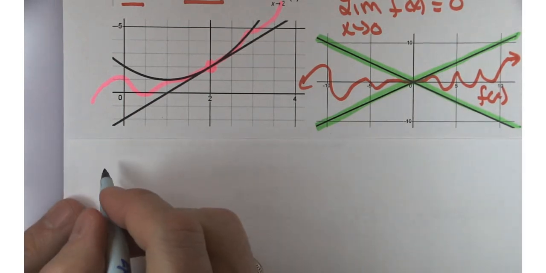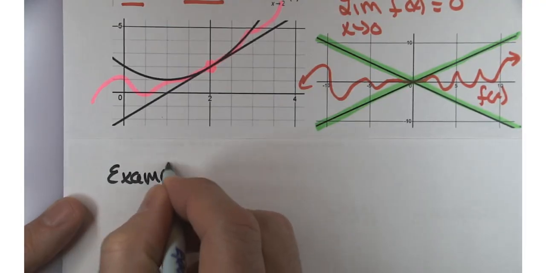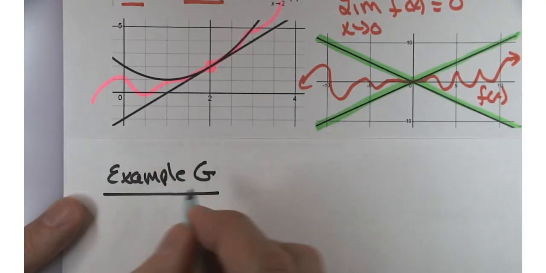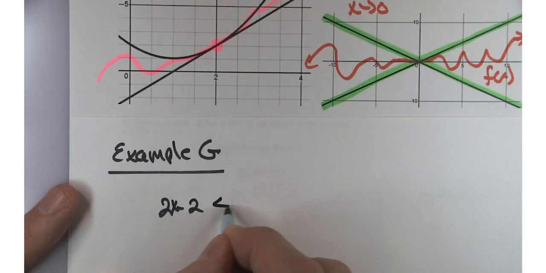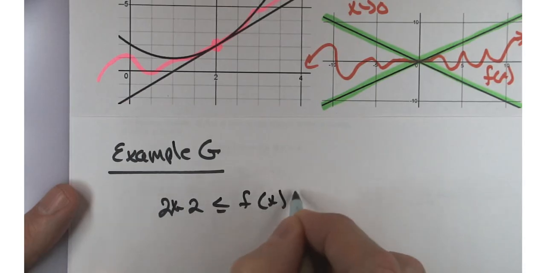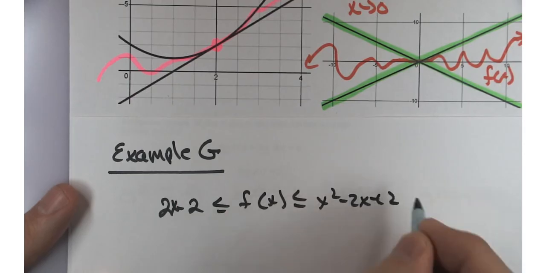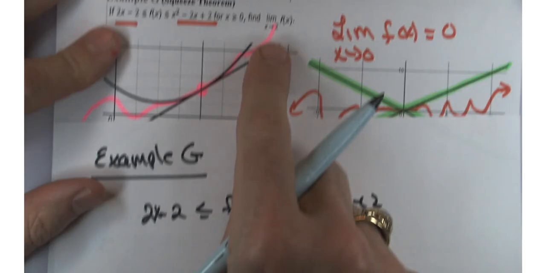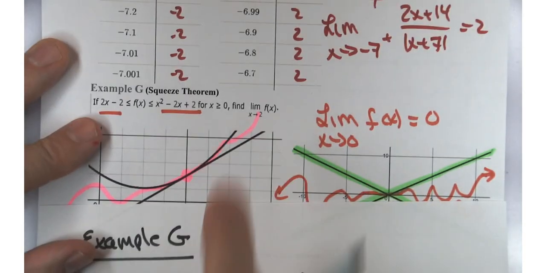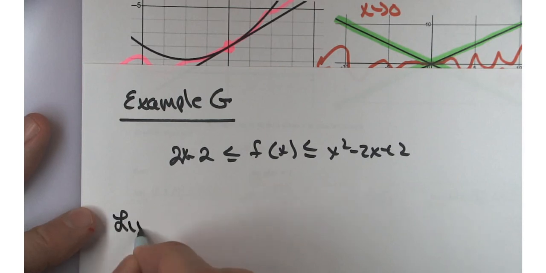So let's see. Example G. We've got 2x minus 2 is less than or equal to f of x, less than or equal to x squared minus 2x plus 2. If I want to know the limit as x approaches 2, then it's enough to calculate the limit as x approaches 2.